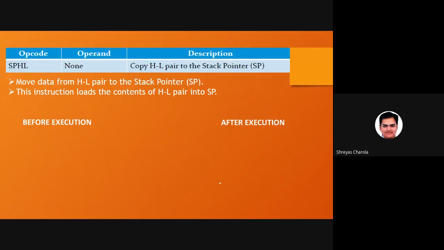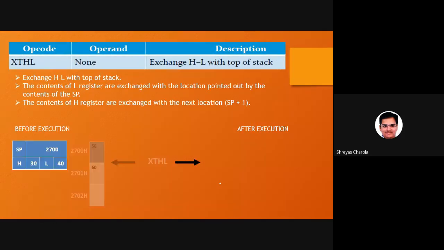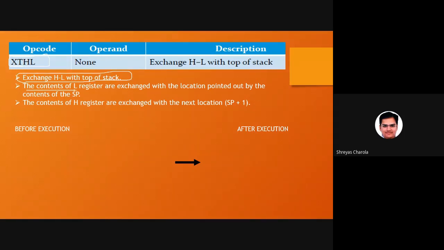Okay, very good. Now we go to the XTHL and SPHL. What does XTHL stand for? It exchanges the data of HL with the stack location, remember. It exchanges HL with the top of the stack: the content of the L register is exchanged with the location pointed to by the stack pointer, and the content of the H register is exchanged with the next location, that is SP plus 1. Let's suppose the SP, the stack pointer, which is 16 bit, is loaded with 2700.